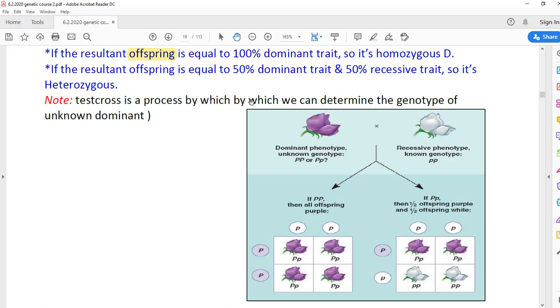So testcross is a process by which we can determine the genotype of an unknown dominant trait.